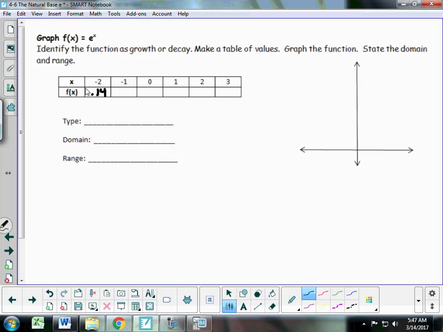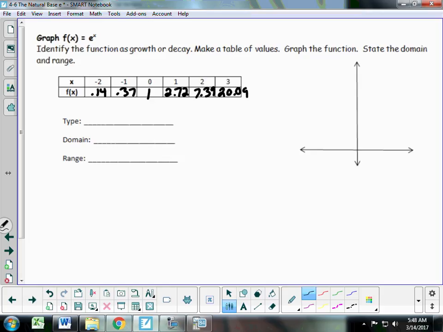Since I already entered these in, I'm just going to start giving them to you. So e to the negative 1 is 0.37, to the 0 power is still just 1 like it usually is, to the first power is 2.72, second power is 7.39, and third power 20.09.